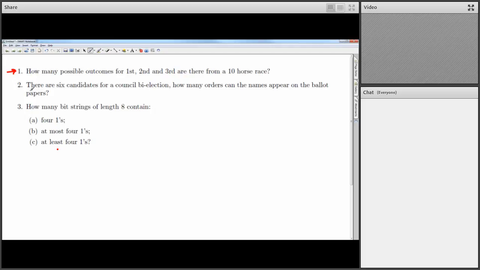So it says, how many possible outcomes for first, second, and third are there from a 10-horse race? I'm hoping you can get the answer. But just things to think about: I've currently got 3 options here. So I'm selecting 3 things, and I'm picking them from 10 horses. So I'm selecting 3 from 10.